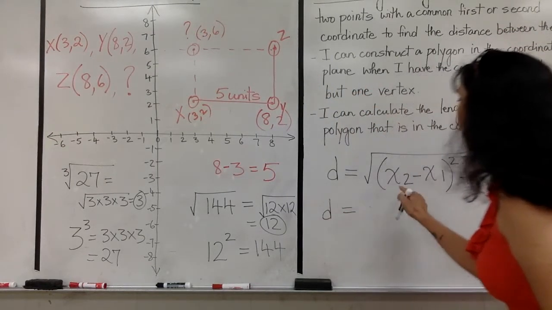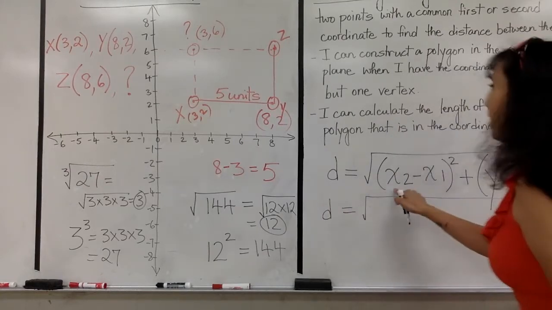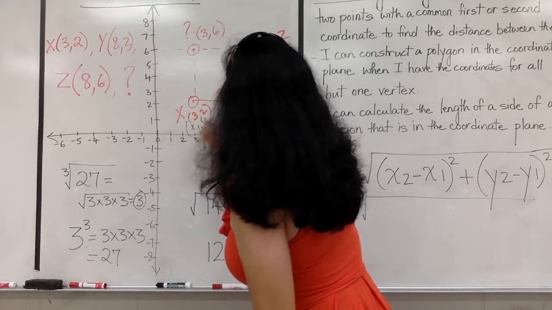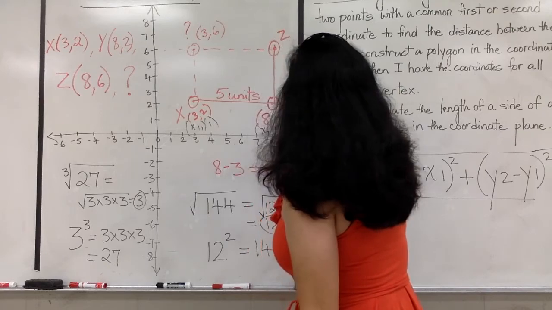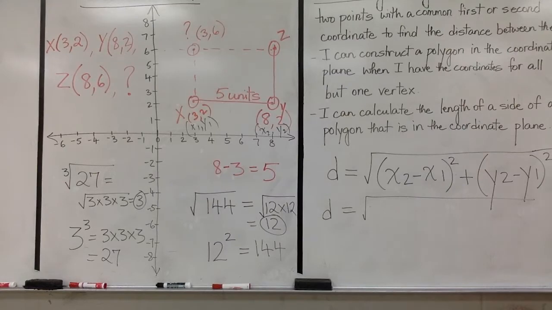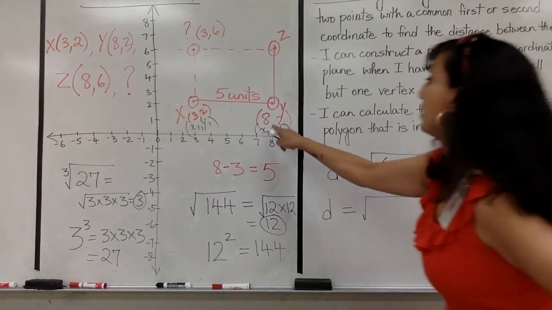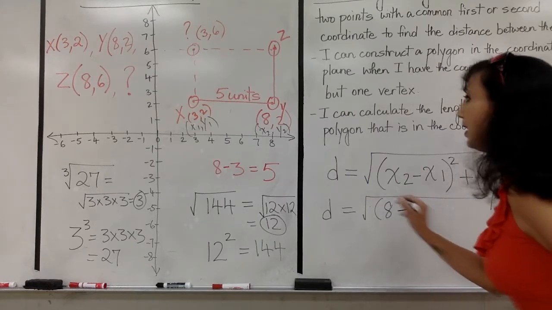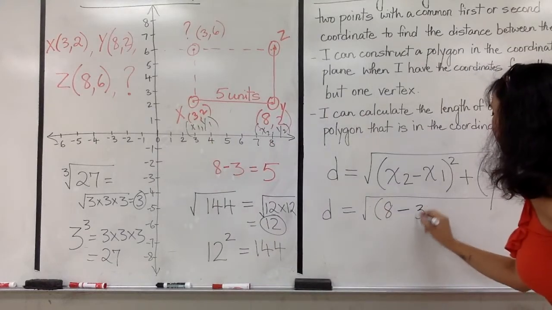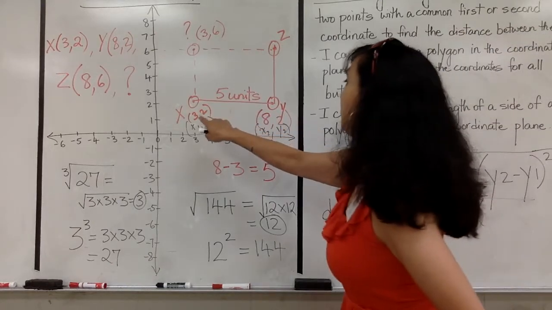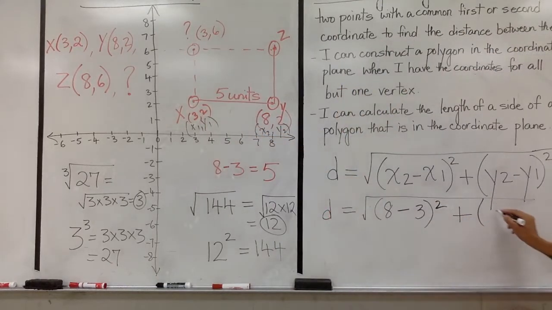So for distance, it is saying x2 minus x1, the square root of that. Look, this is x1, this is y1, okay? This is x2, this is y2. So I'm going to take these two because we just found the distance between those. So this is my x2, so I'm just going to substitute the values, and I do 8 minus 3 squared plus y2 is 2, and y1 is also 2. So 2 minus 2 squared.